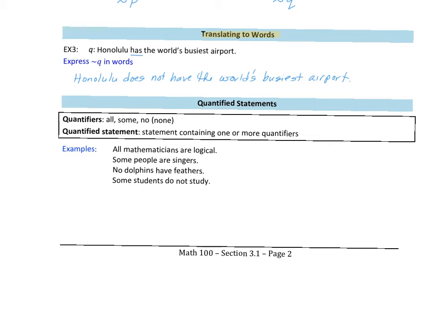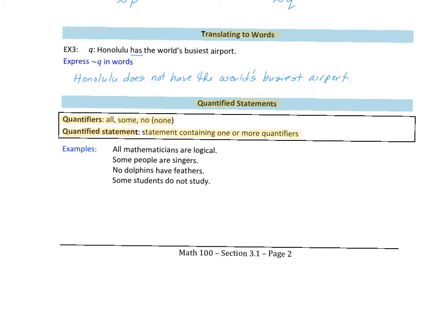So the next thing we're going to look at is what we call quantified statements. So quantified, quantity, it's describing a quantity. And quantified statements can be a little bit tricky. So the quantifiers that we're concerned with are the words all, some, no, or you might see none. And those are quantities that can be contained in a statement. So a quantified statement is simply a statement containing one or more quantifiers.